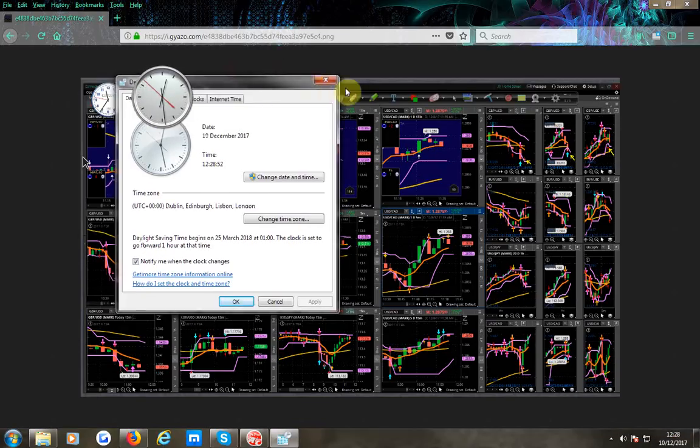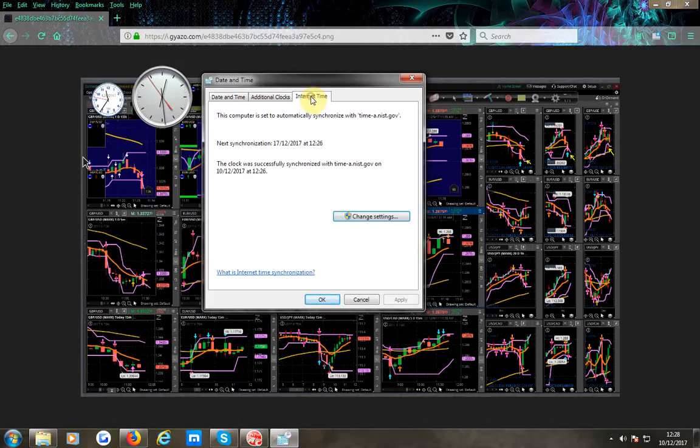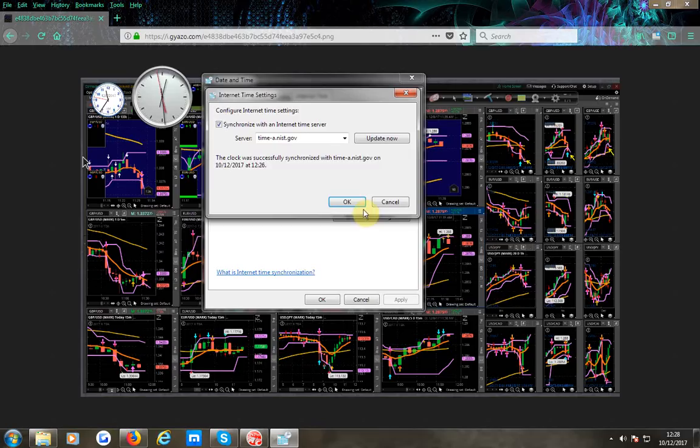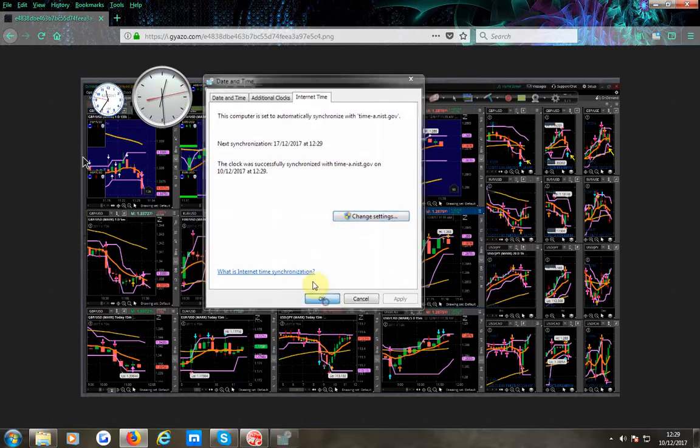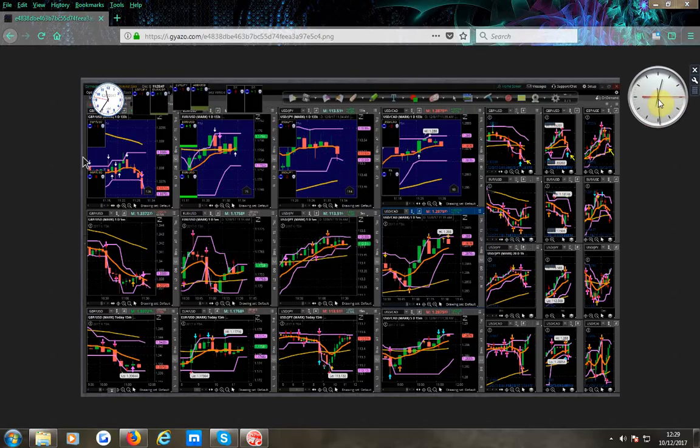I'm not sure how you do it with Windows 10 or on a Mac, but if you're serious about trading, then I suggest you find out. There is a drop down menu here, and you use whichever one gets you as close to the room clock. Update now. The clock was successfully synchronized. That's done. You can move your clock out of the way.